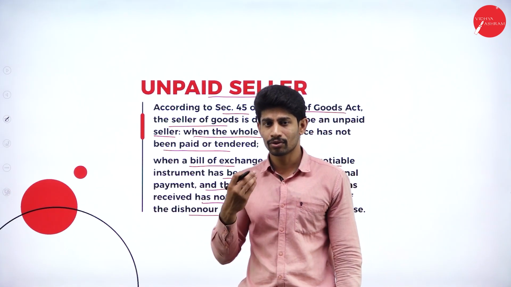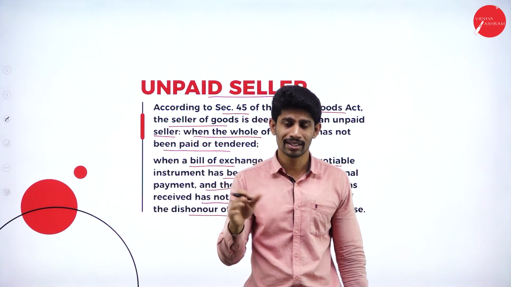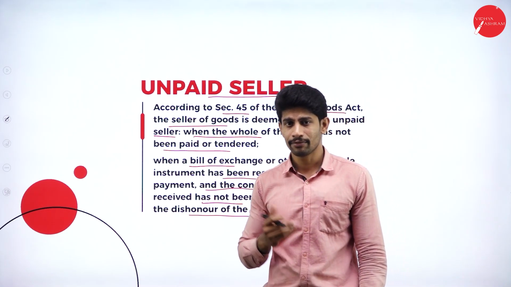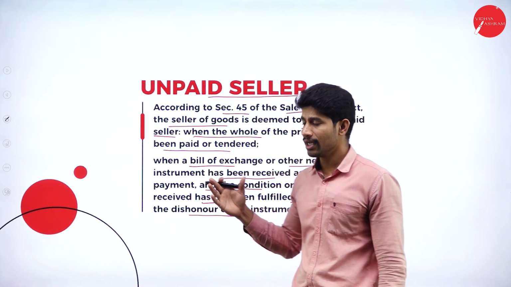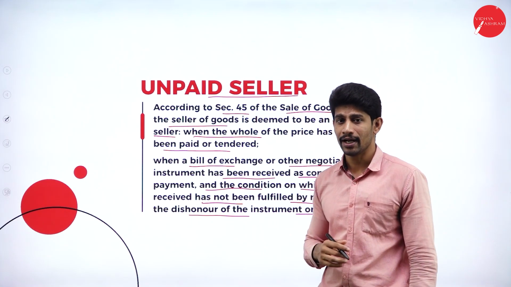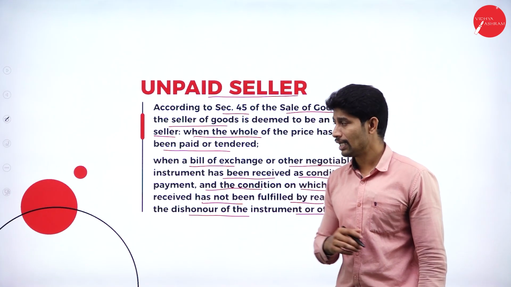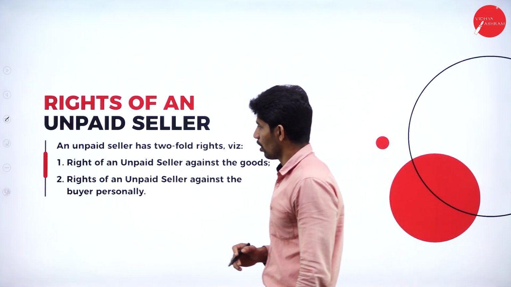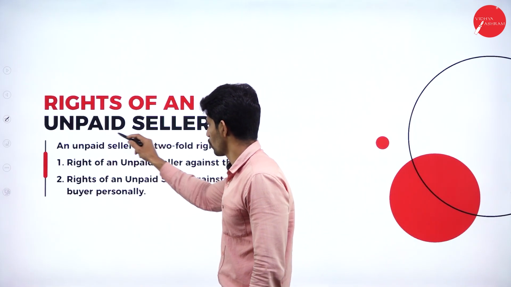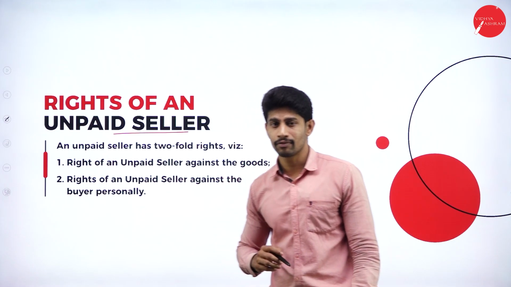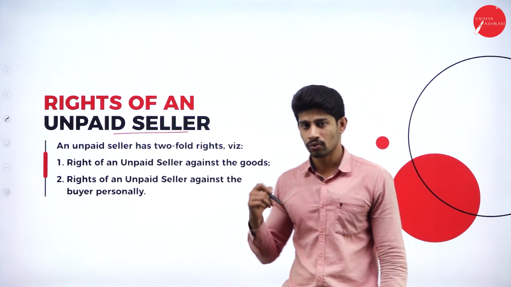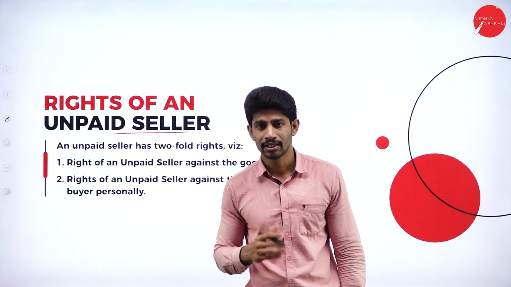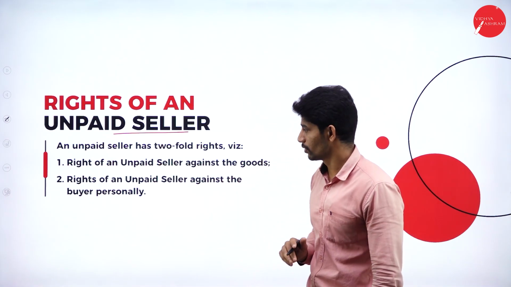Only once I pay the goods value to the actual owner can I sell it to another party. If I have not yet paid, then I will be called an unpaid seller as per Section 45 under the Sale of Goods Act. Rights of an unpaid seller. So what are all the rights an unpaid seller will have on the goods? Goods are in his possession, but yet the amount is not paid.